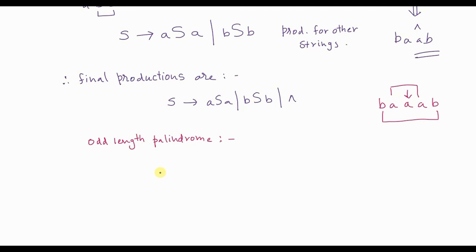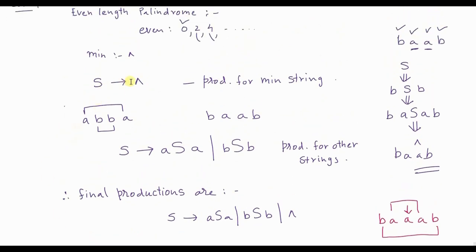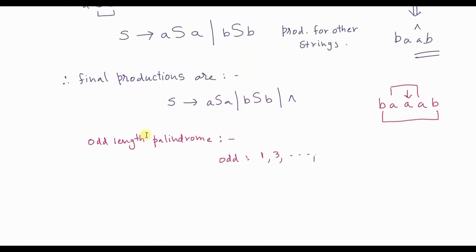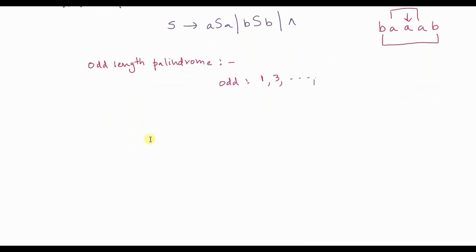The difference is that whenever I talk about odd length, odd numbers start with 1, 3 and so on. So null will no longer be the minimum possible string. What will be the minimum possible string in that case? For an odd length palindrome, the minimum possible string of length 1 will be either a single A or a single B. A, when you read from this side or this side, is still read as A. B, if you read from this side or this side, is still read as B.